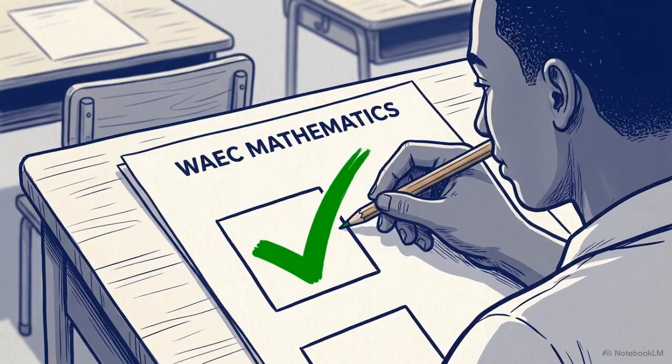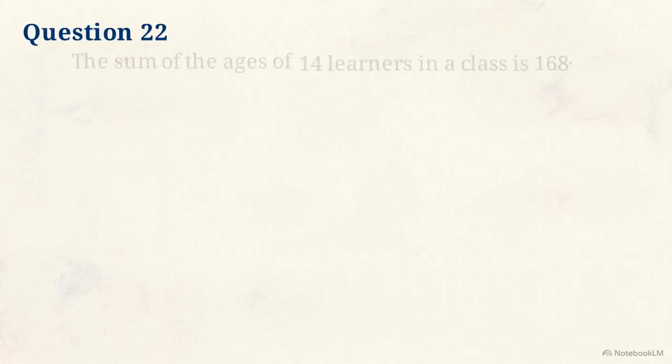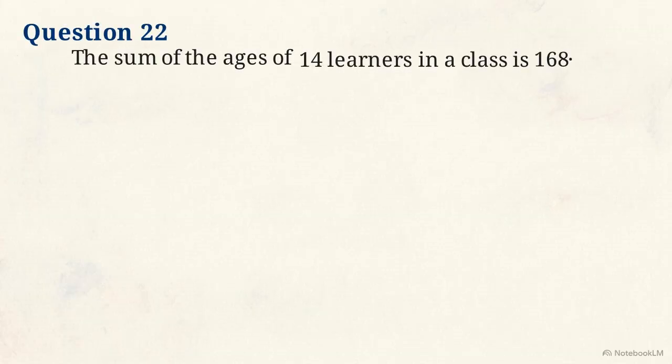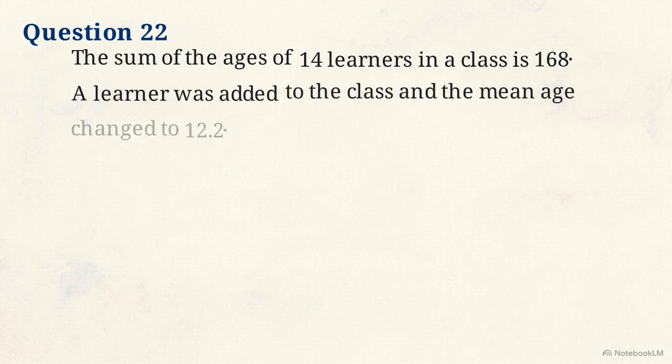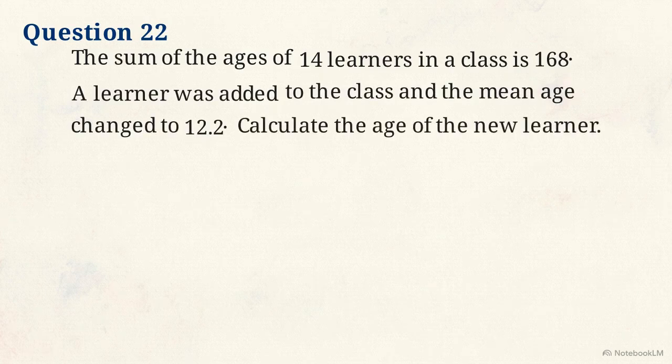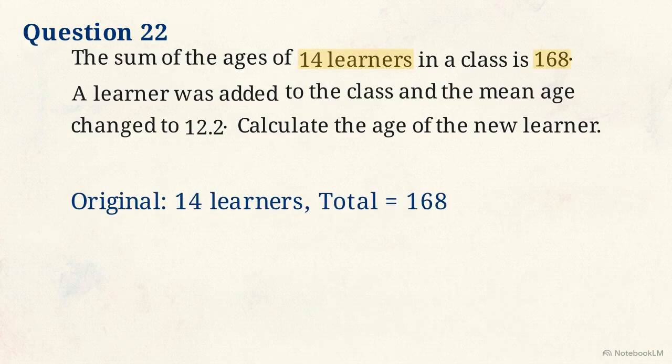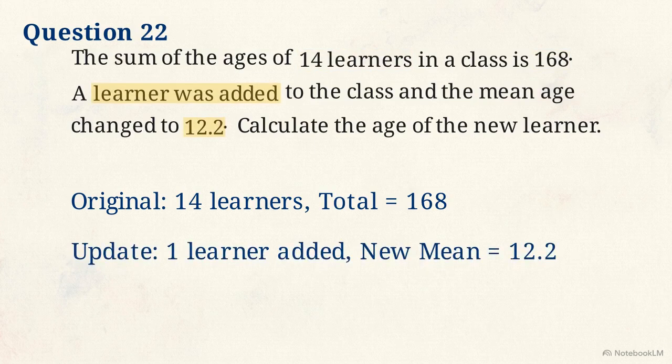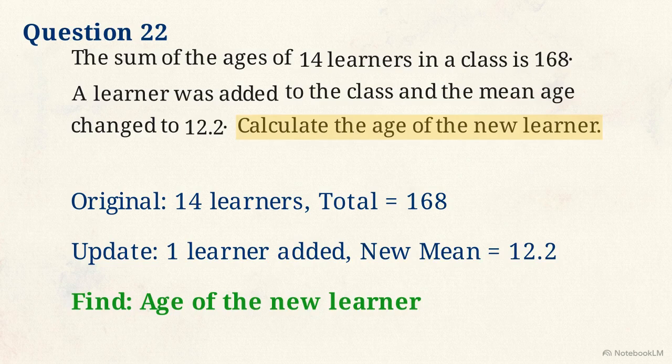Let us look at our question. This is question 22. The sum of the ages of 14 learners in a class is 168. A learner was added to the class and the mean age changed to 12.2. Calculate the age of the new learner. First, let us identify our values. The problem already gives us the original total age of 168 for the 14 learners. Then, the question tells us a new learner joined, and the mean age changed to 12.2.